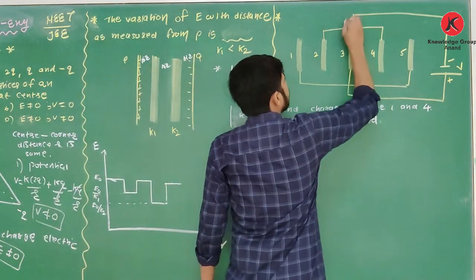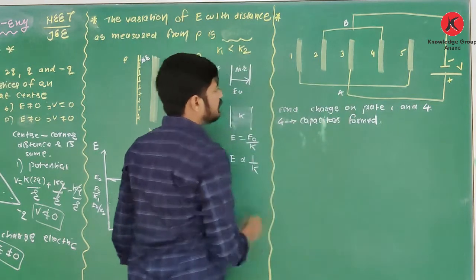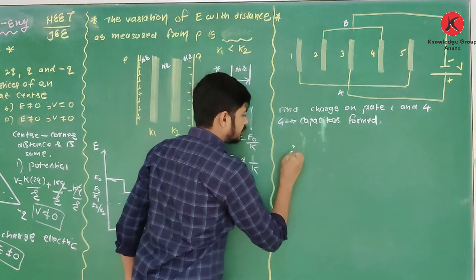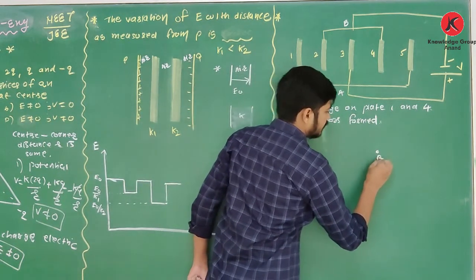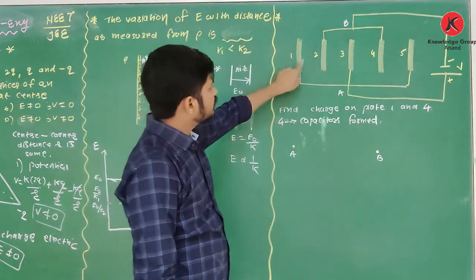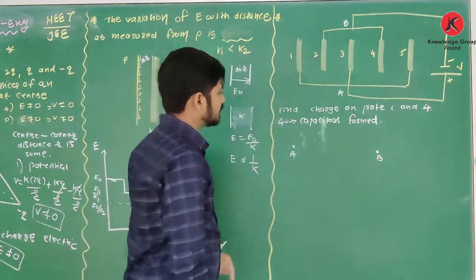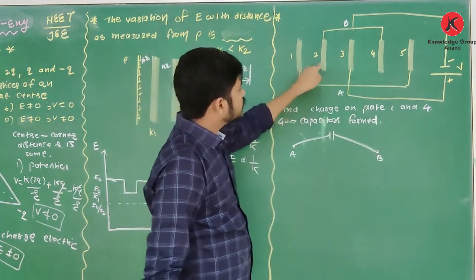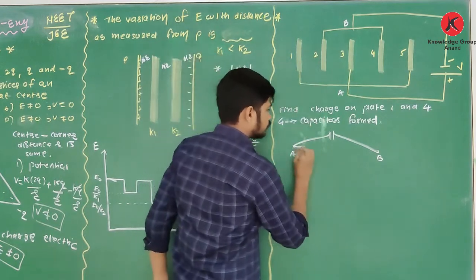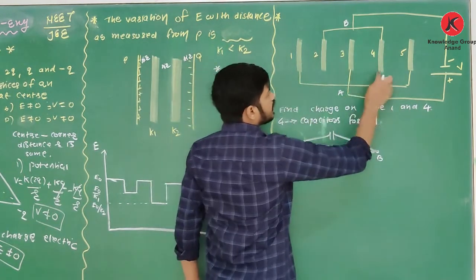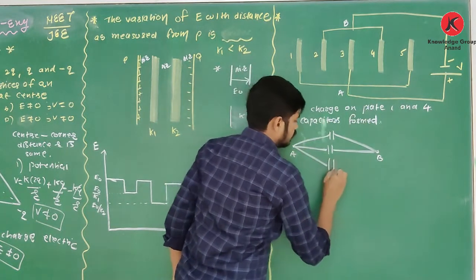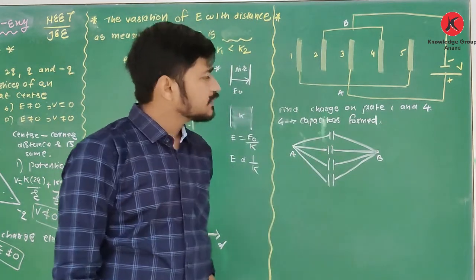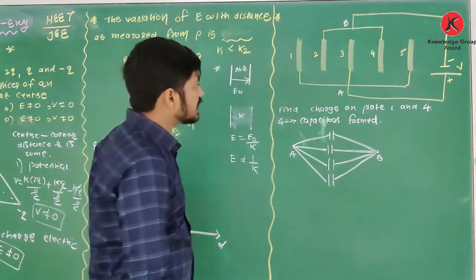Let B be negative and let A always be positive. Now I will find the overall resultant capacitance. First, the capacitor between plates 1 and 2: 1 is connected with A and 2 is connected with B. So it is the first capacitor. Then between 2 and 3: 2 is connected with B and 3 is connected with A. So it is the second capacitor. 3 and 4: 3 with A, 4 with B. Obviously, the last one is also a parallel connection. So these 4 capacitors are in parallel connection.